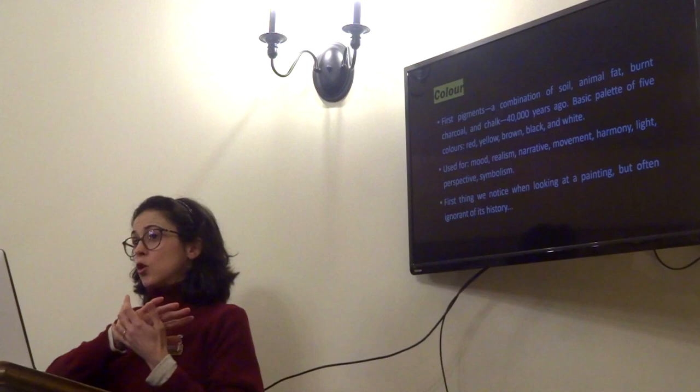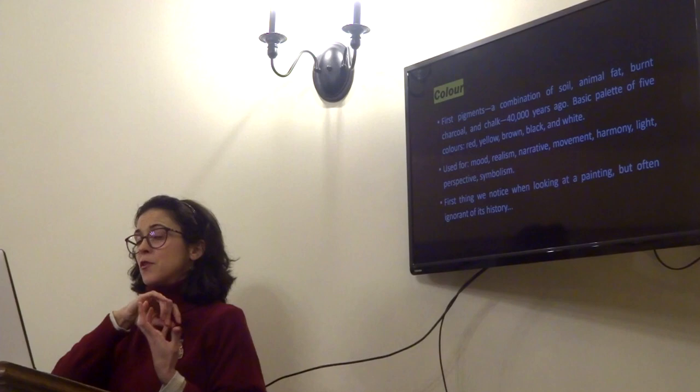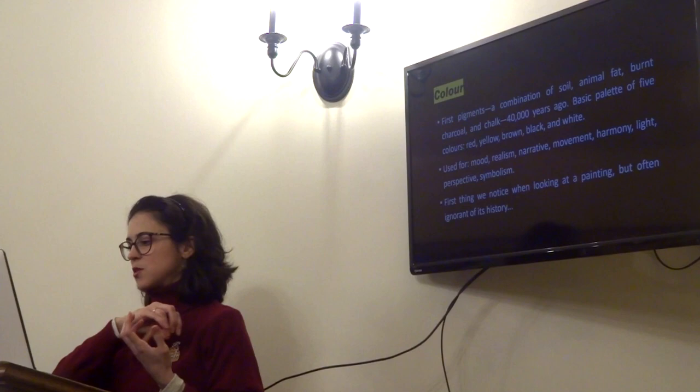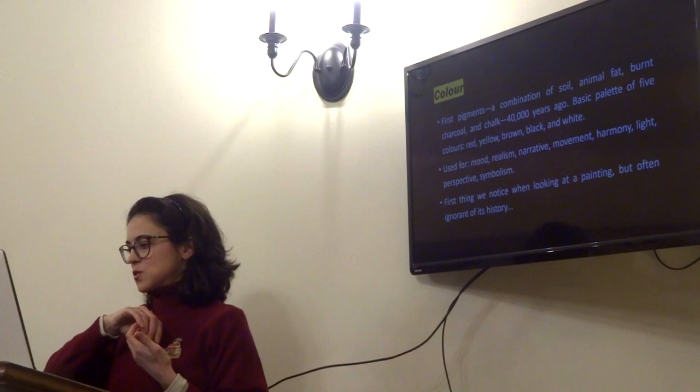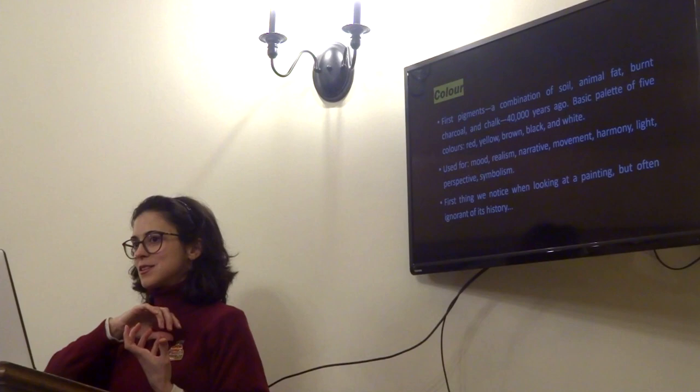And also it can express the contrast of light and shadow. This is very, very important in the Baroque period with Caravaggio and his followers with the chiaroscuro. And also, of course, to serve as a symbol. Color is very symbolic, as we're going to see in a minute. And sometimes the story behind a color is fascinating.